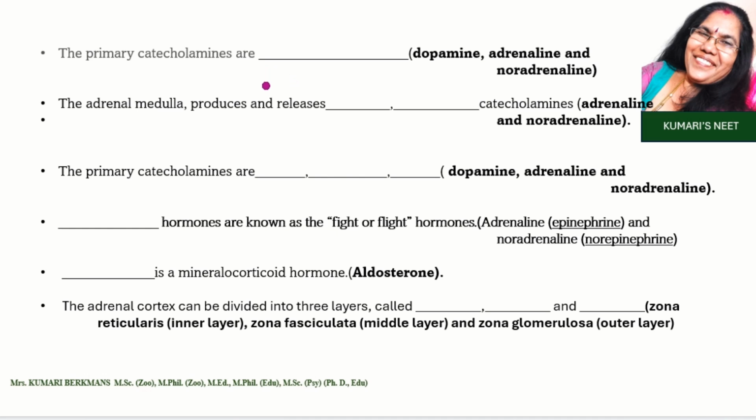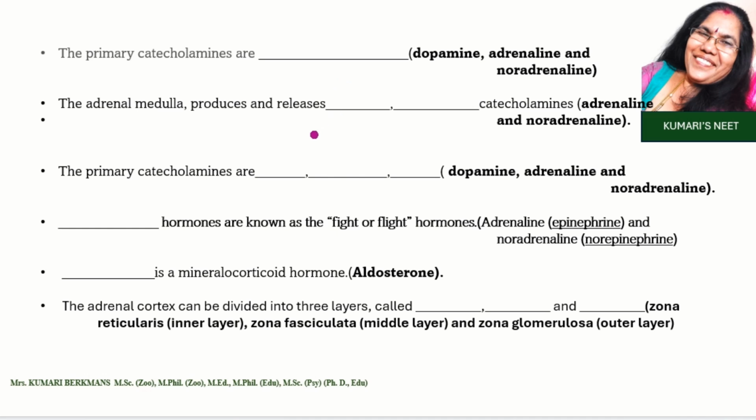Coming to the next one, the primary catecholamines are dopamine, adrenaline, and noradrenaline. This question is very important, so please make a note. You already noted, but even then we are recollecting from the beginning of the coordination, that is the endocrine system as well as endocrine glands, what the glands are and what hormones they produce, and the other things are taken into a gist, so make a note.